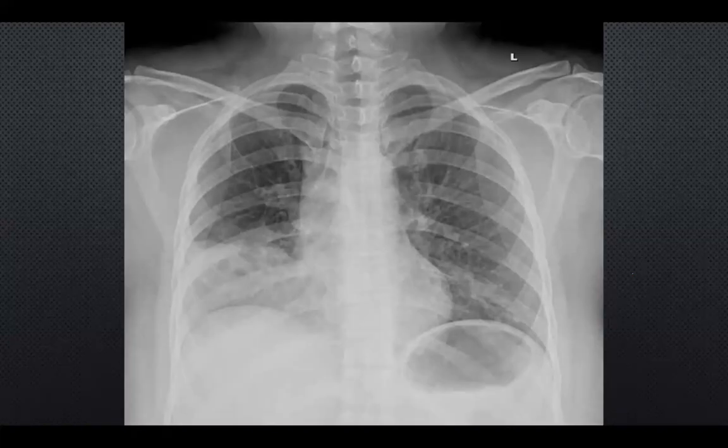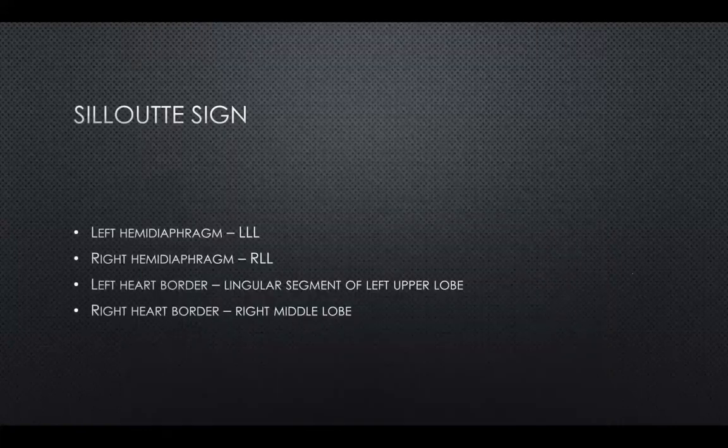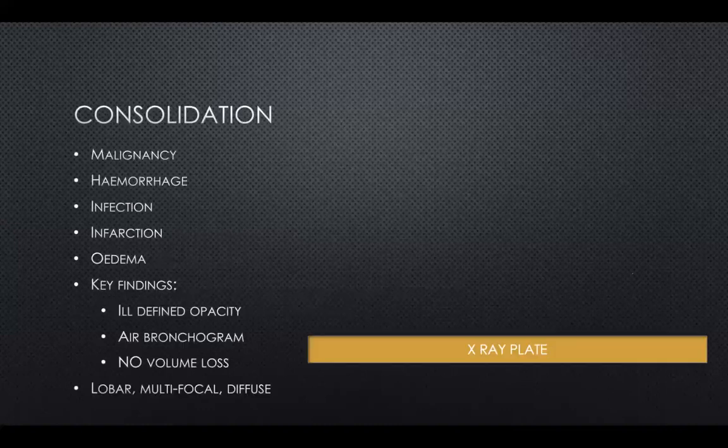So if I go back to this one, we can see the right hemidiaphragm pretty well. You can see a nice crisp line. So this isn't consolidation within the right lower lobe, otherwise we would have lost that. But what we can't see here is the right heart border. So that's telling me that there is consolidation within the right middle lobe, and that gives you a lot more information as to where the pathology is.